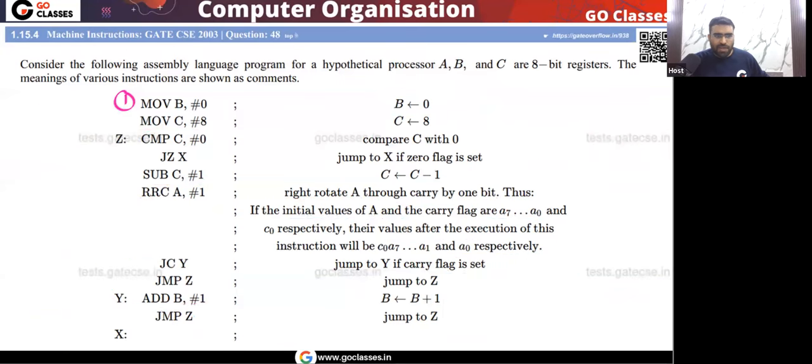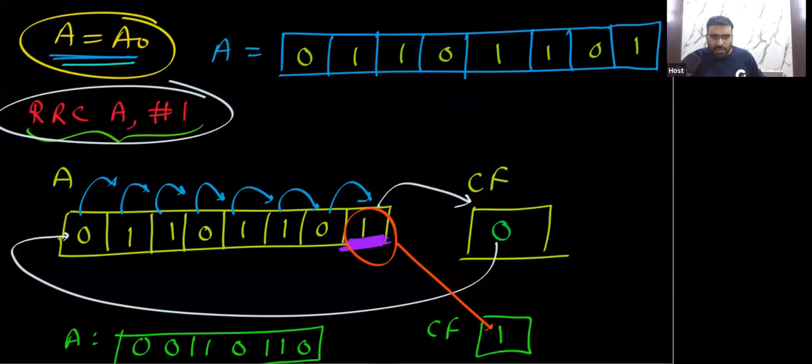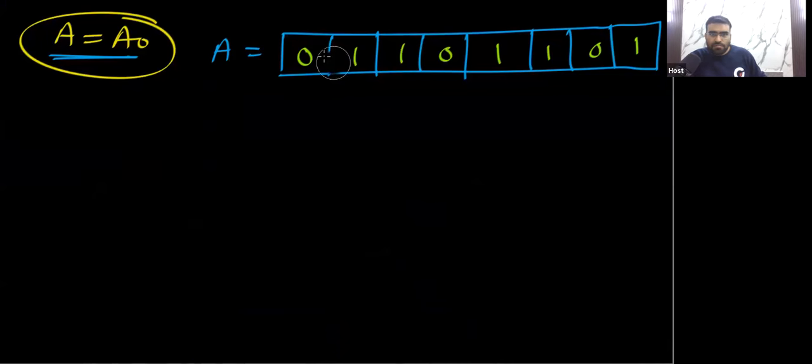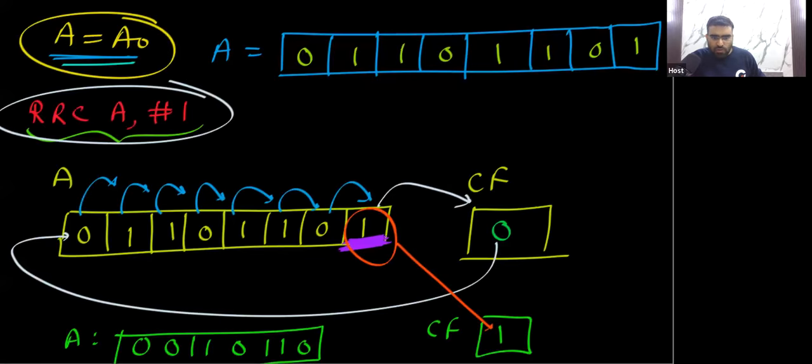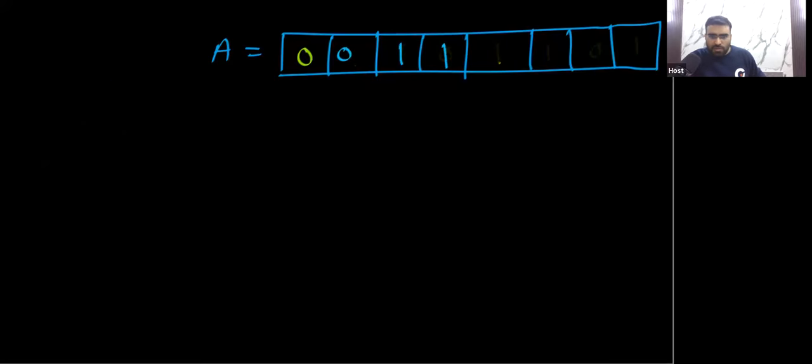Now let's see what will happen in the next iteration. Remember, the value of A has changed. This is the new value of A: 0, 0, 1, 1, 0, 0, 1, 1, 0, 1, 1, 0, 0, 1, 1, 0. This is the new value of A.